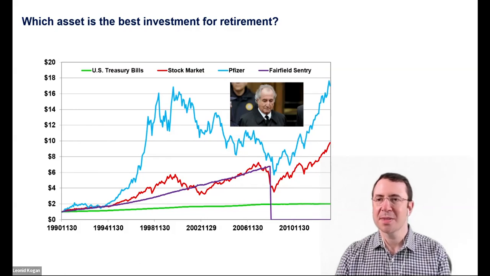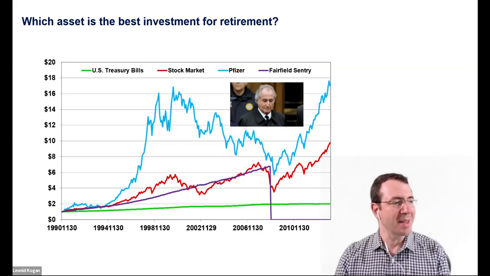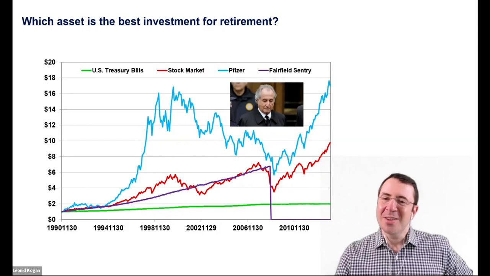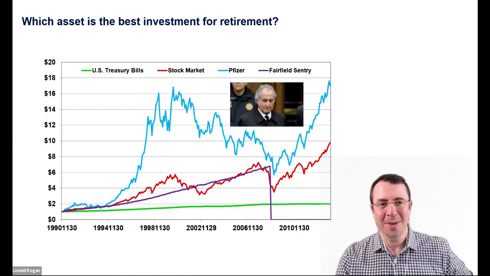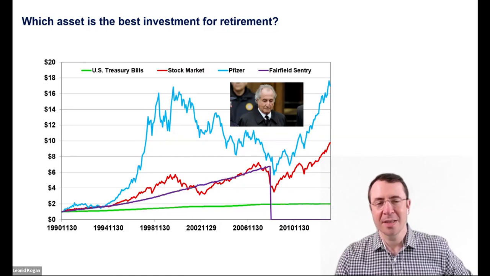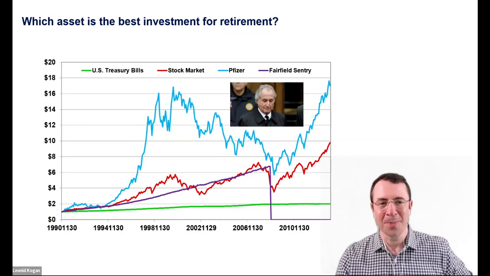So as it happens, the purple investment, that was a Ponzi scheme. That was the Fairfield Century Fund, which was managed by Bernie Madoff. Of course, it was a pyramid, and that fund blew up subsequently, and its value went down to zero.